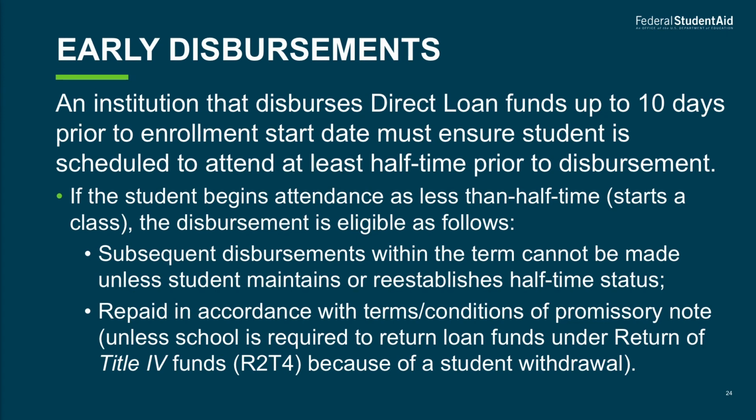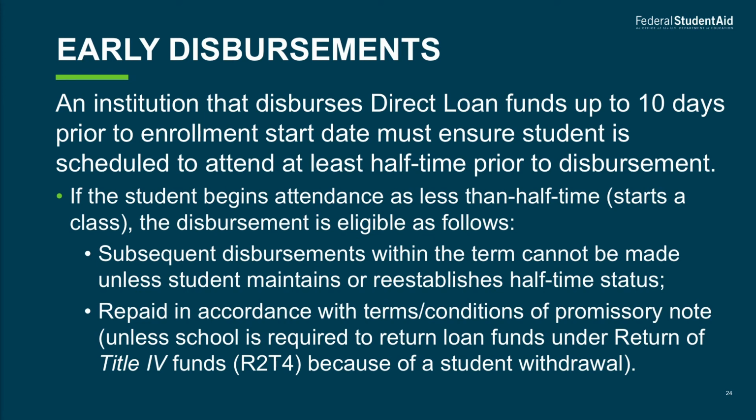If after you have disbursed and the student begins attendance as a less than half-time enrolled student, the student is still eligible to retain the disbursement. However, since the student is enrolled less than half-time, a subsequent disbursement scheduled during that term cannot be made unless the student reestablishes at least half-time status.